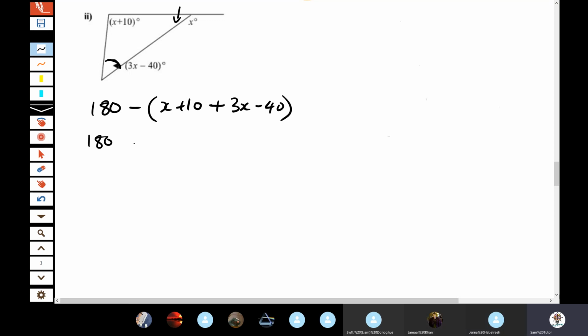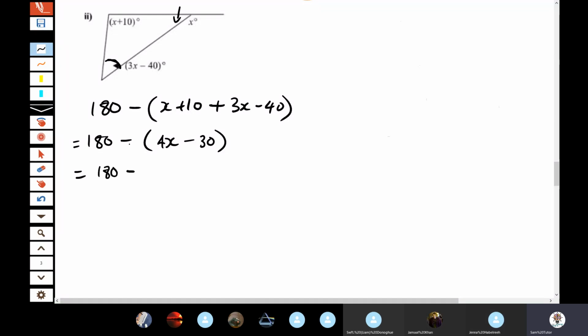Then 180 minus, let's simplify the bracket first before we expand. So what happens when you simplify this? 4x. Yep. And then these two. Negative 30. Oh, minus 30, sorry. That's fine. Either one doesn't really matter. Equals. Beautiful. And then expand your brackets now.